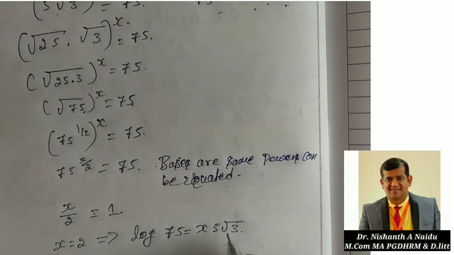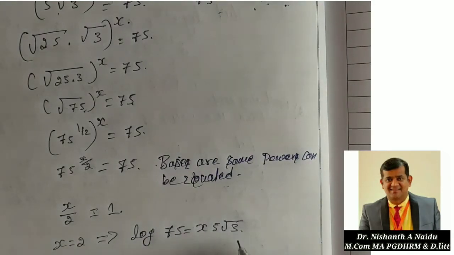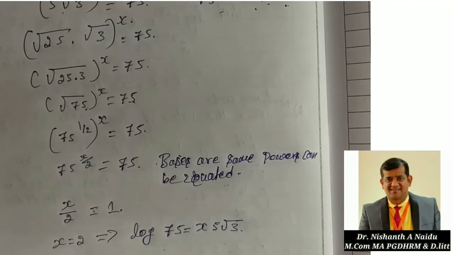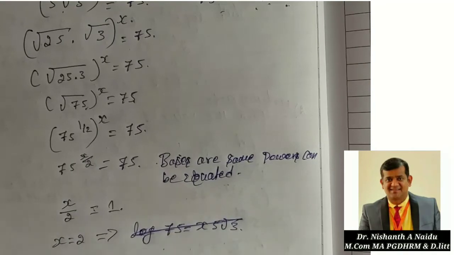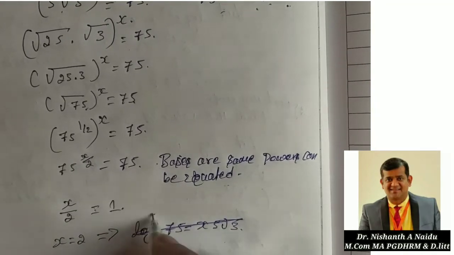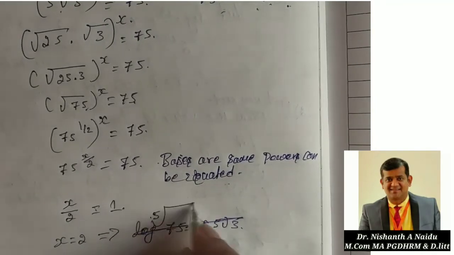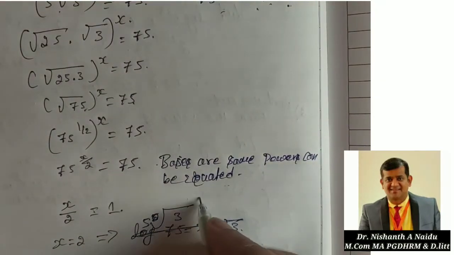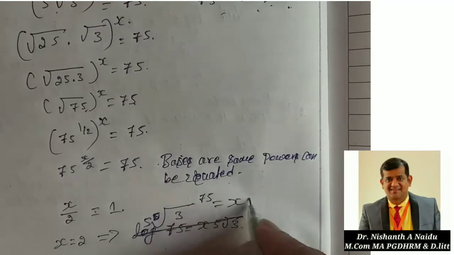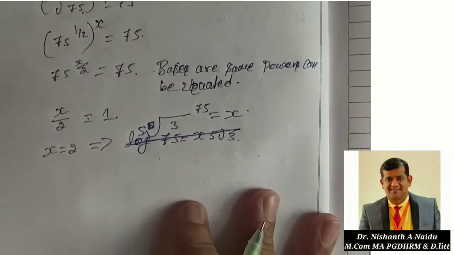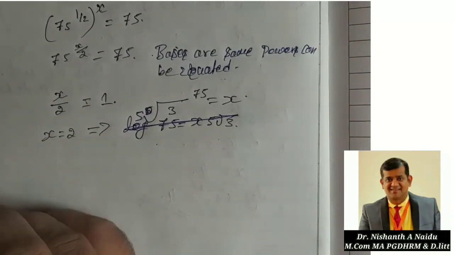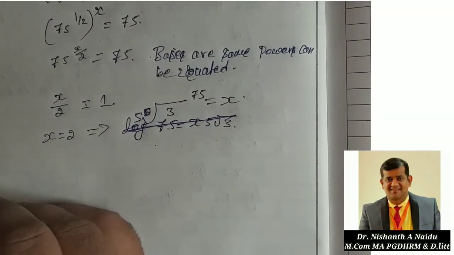Okay, that is exactly x equals 2, this I have written wrongly, that is 5 root 3 to the power 75 equals x. Okay, fine. So next one more problem, same kind.